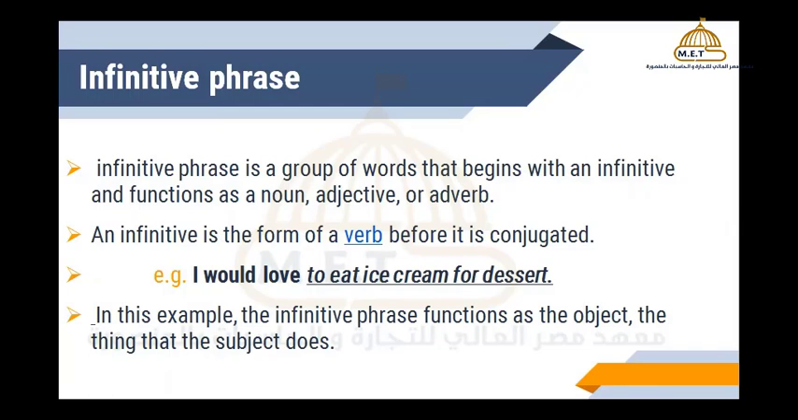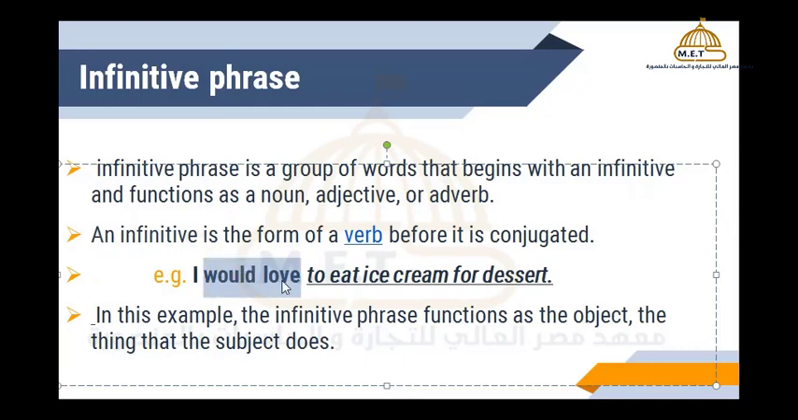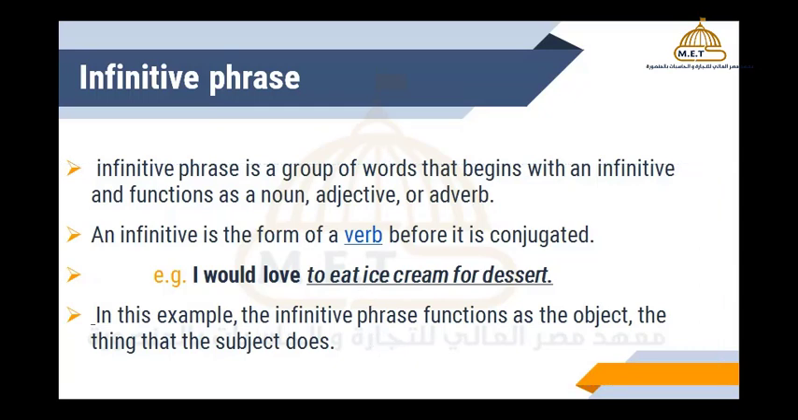We have an example in it. I would love to eat ice cream for dessert. Tayyib, ana 'andi hena el-subject I, w would love akhadnaha abl keda, elli hiya verb phrase. To eat ice cream for dessert hiya di el-infinitive phrase. The infinitive phrase functions as the object, ya'ni hiya mahalha hena object. So the infinitive phrase can come as adverb, adjective or noun, meaning it can be an object or a subject. Let's take an example on it.